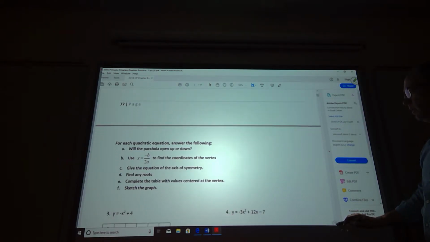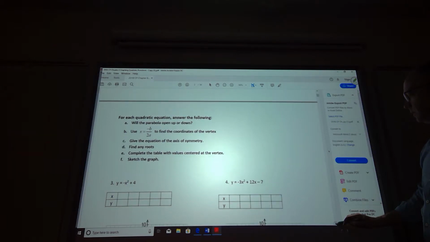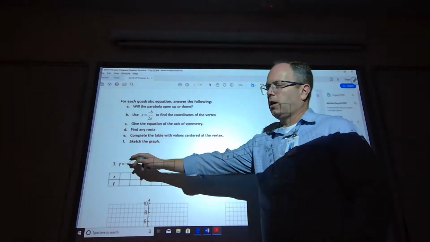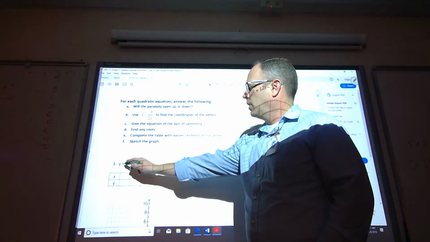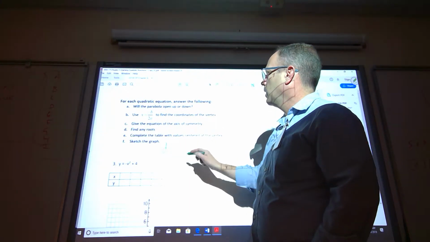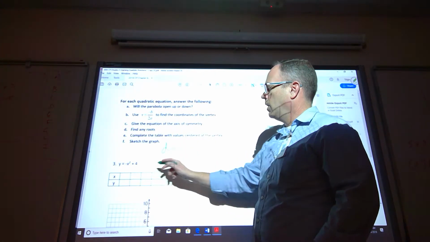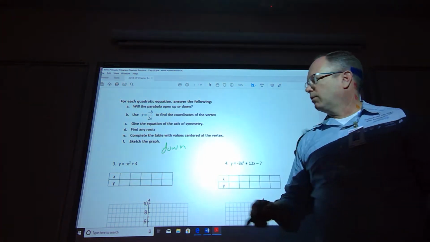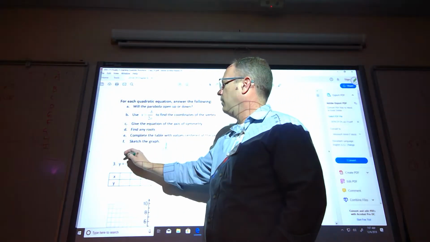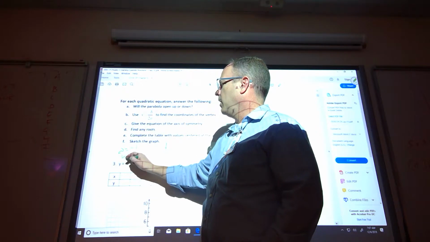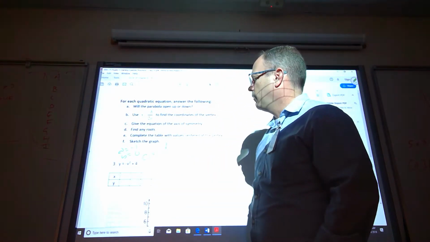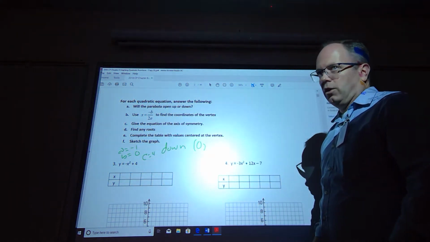Coming on down to number 3. Does the parabola open up or down? It opens down because I have a negative x squared, so our a value is -1. We're going to use -b over 2a. Notice I don't have a b value, there's no x term there, so my b value has to be 0. My a value is -1, my b value is 0, and my c value is 4, which is called our constant.